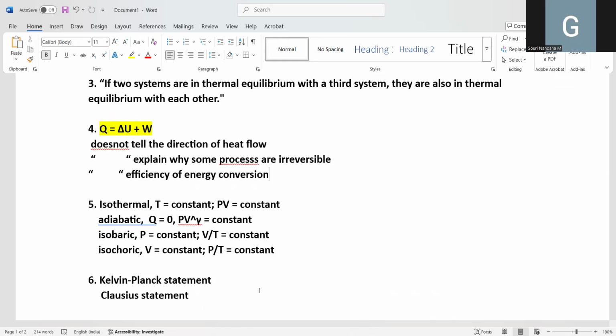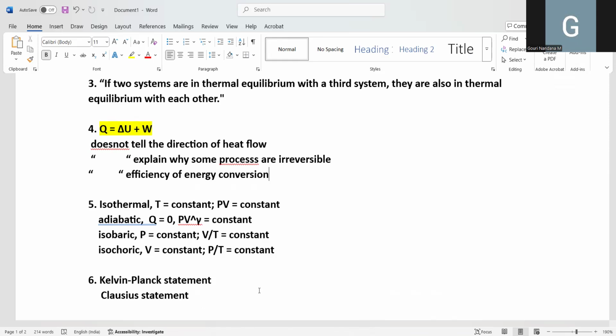Clausius statement says that heat cannot flow from a colder body to a hotter body without external work being done. So it explains that heat cannot move from a cold body to a hot object by itself. You need to give some external work in order to make that happen.